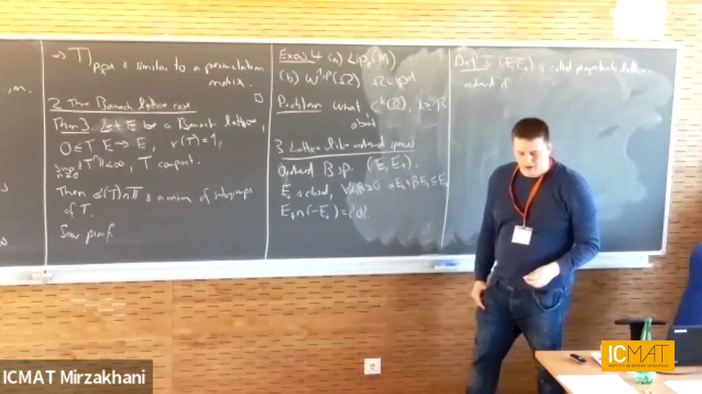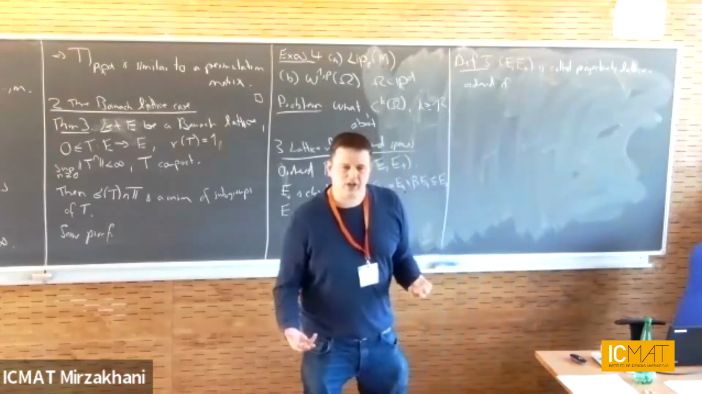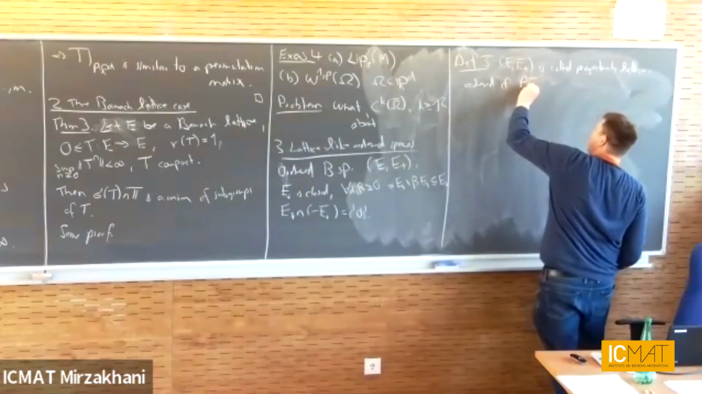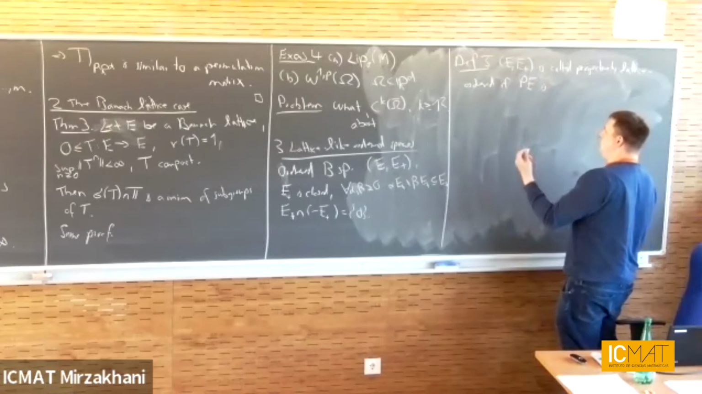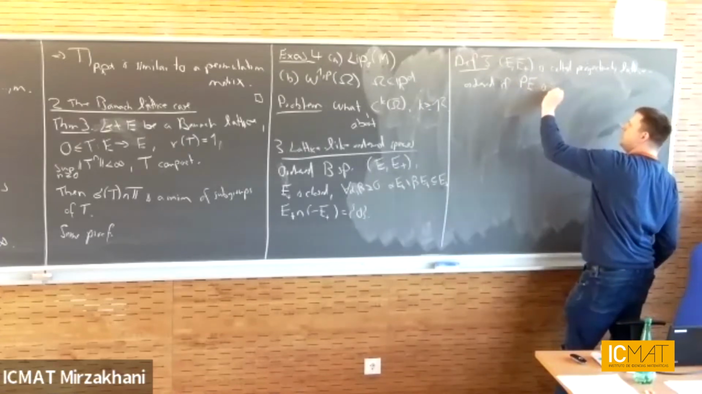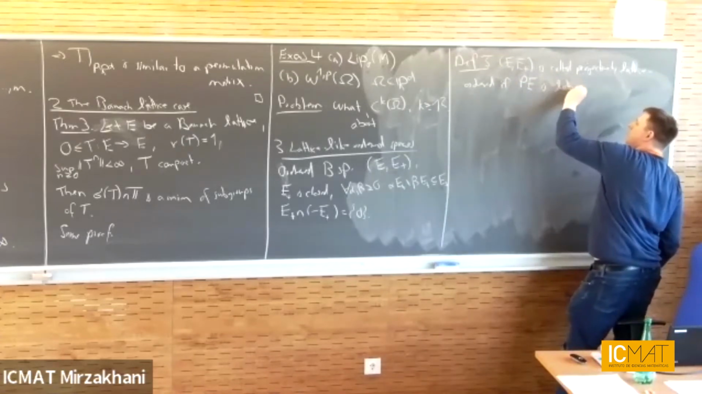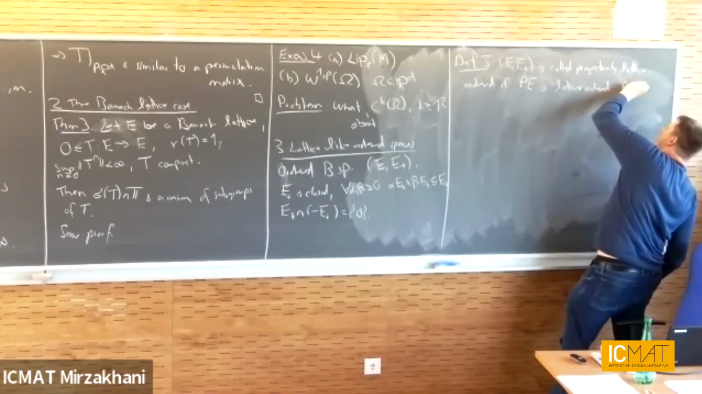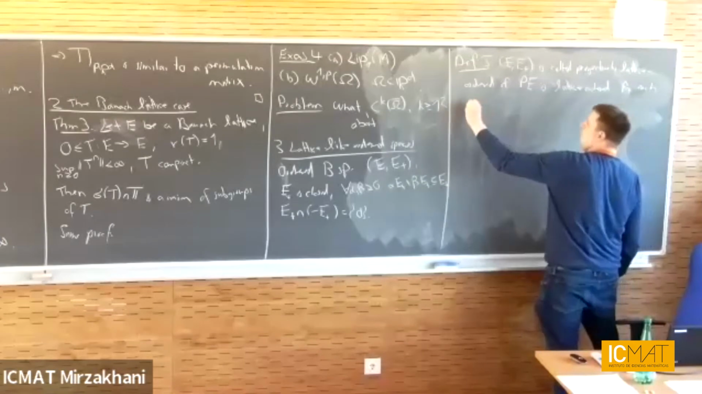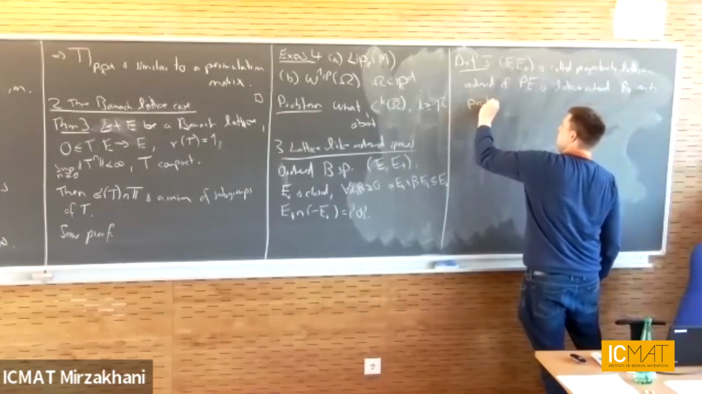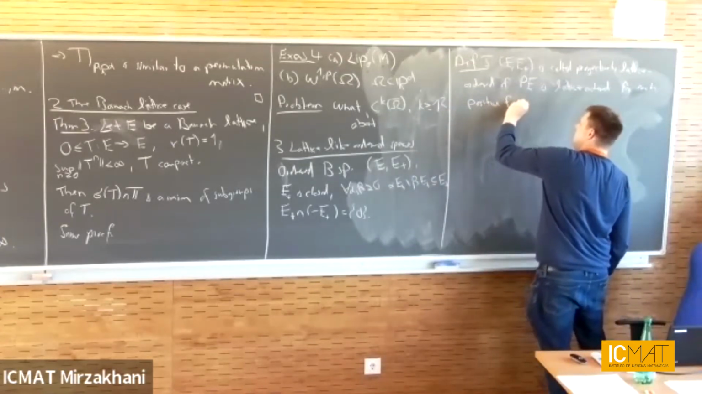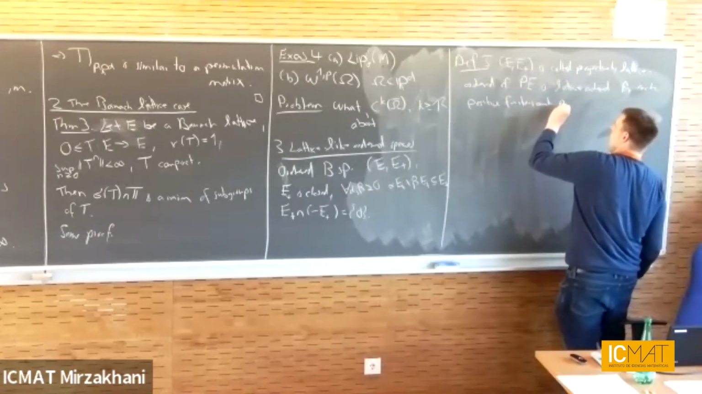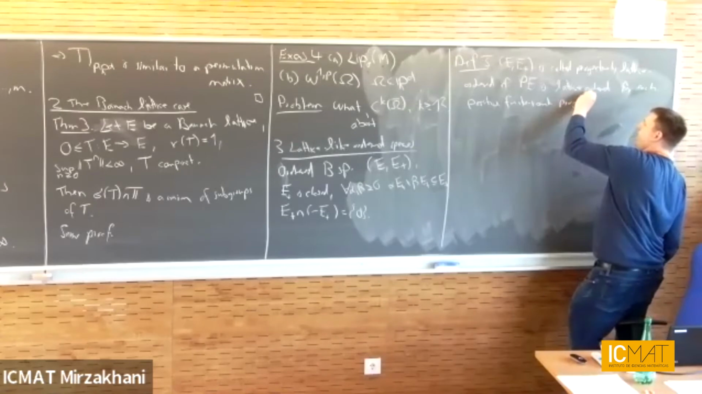Now, projectively, I want to talk about projections. P is projectively lattice ordered if the range of P, with the induced order, so the restricted order, is lattice ordered for each positive finite rank projection P.